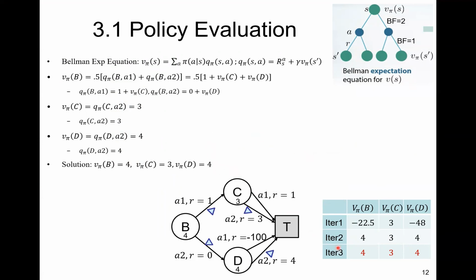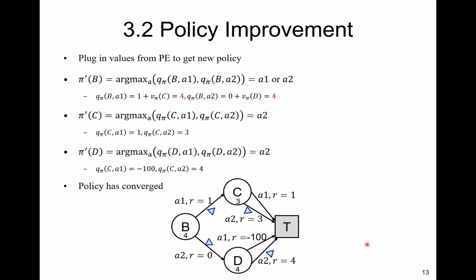And you evaluate the value functions and it turns out it's the same as the previous iteration. So you have converged. And in policy improvement, you evaluate, you improve the policy and get the same policy. From B, either A1 or A2, and from C, it's A2, and from D, it's A2. So the policy has converged. So the policy iteration process has finished.